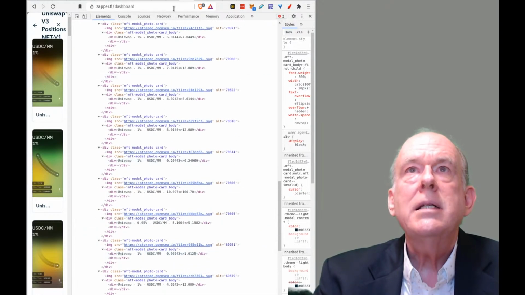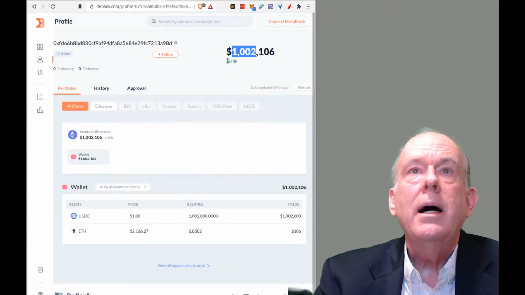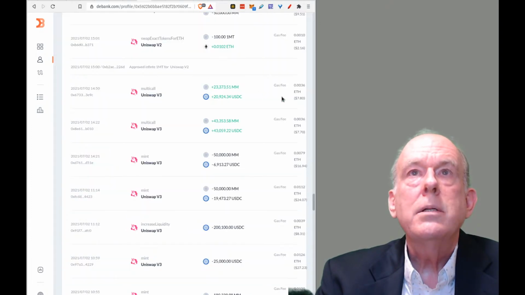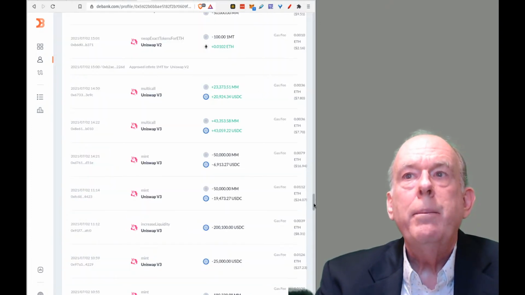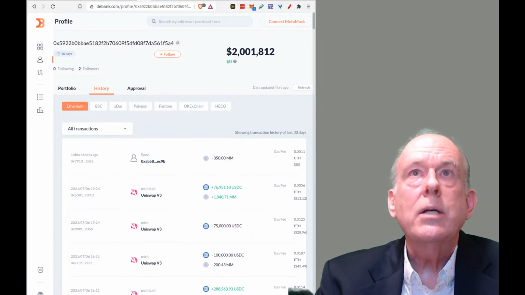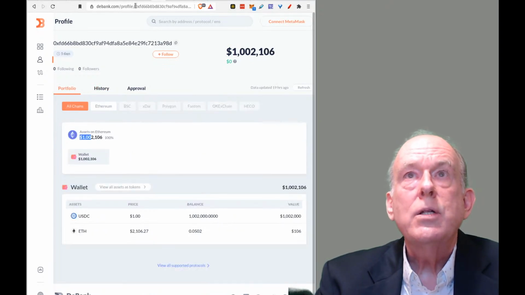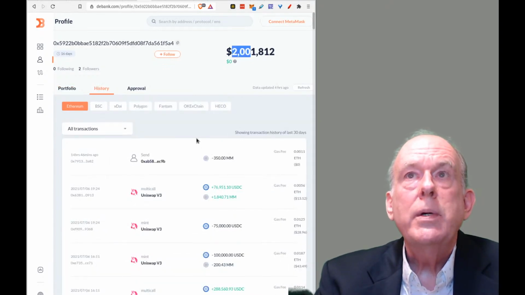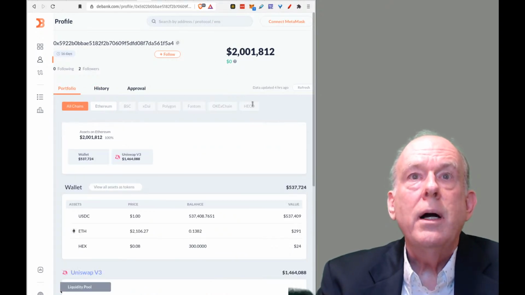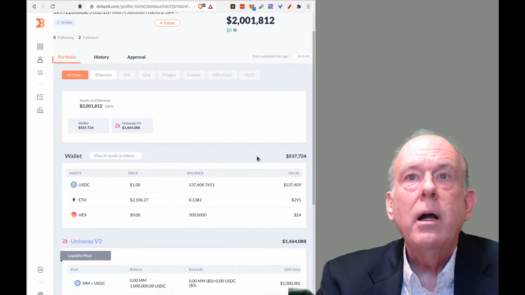So guys, this is how the game is played. Again, he's made at least $1 million, probably more, because he's got a lot of money in his wallet, as well as in this wallet. So he's got two wallets. The total value of this wallet is $2 million. The total value of this wallet is $1 million. So he's got at least $3 million that he's made in this scam so far.